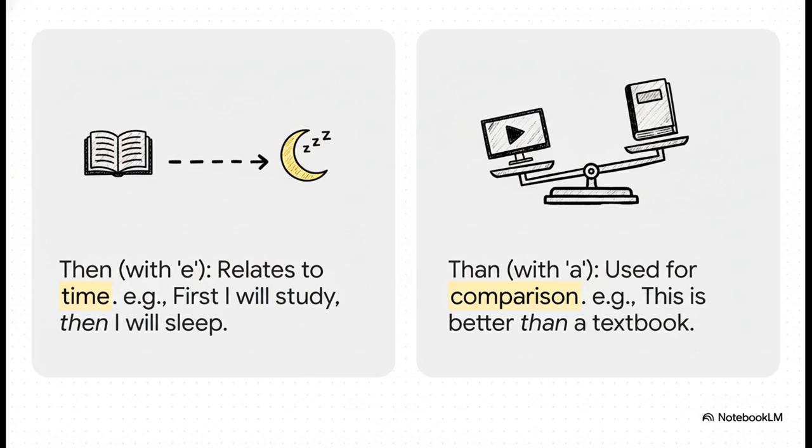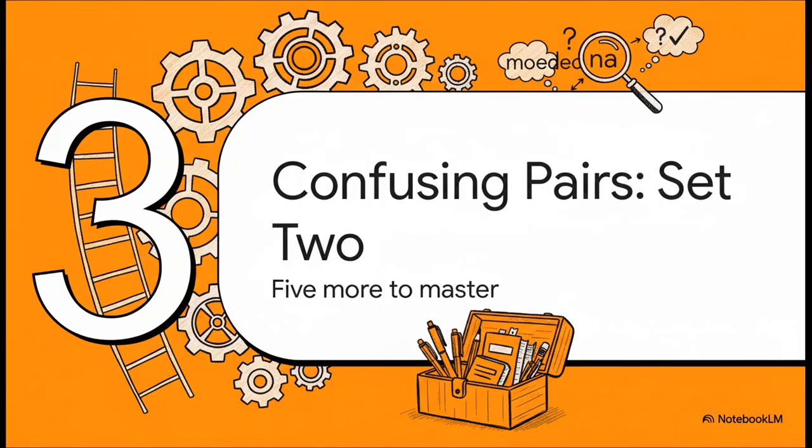I went to the store, then I went home. Than with an A is for comparisons. She is taller than her brother. Nailing this one is a quick win that really shows you have a solid handle on grammar. Awesome job. We've just knocked out 5 tricky pairs.